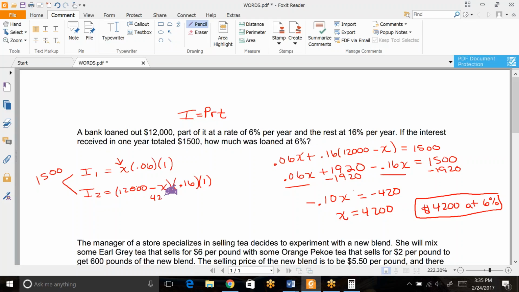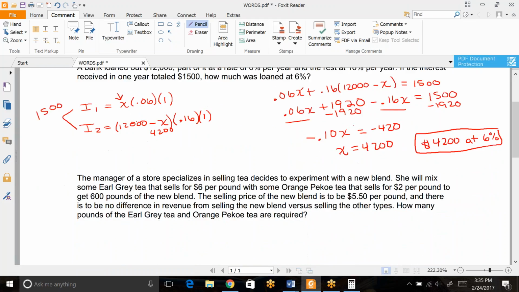If we wanted the other piece as well, and you would have to read your directions to see what they want, you would just say 12,000 minus the 4,200 and that would give you your other amount. So it is critical to read what are they asking for.